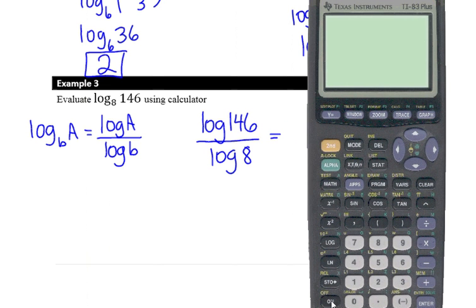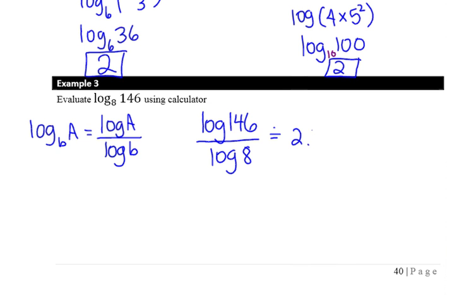So log 146 divided by log of 8. Make sure you close your brackets for your logs. That's approximately 2.4, depending on the calculator that you're using.